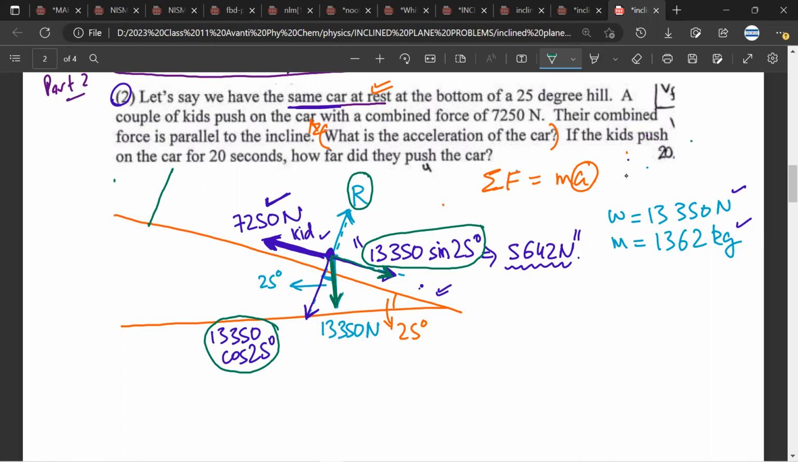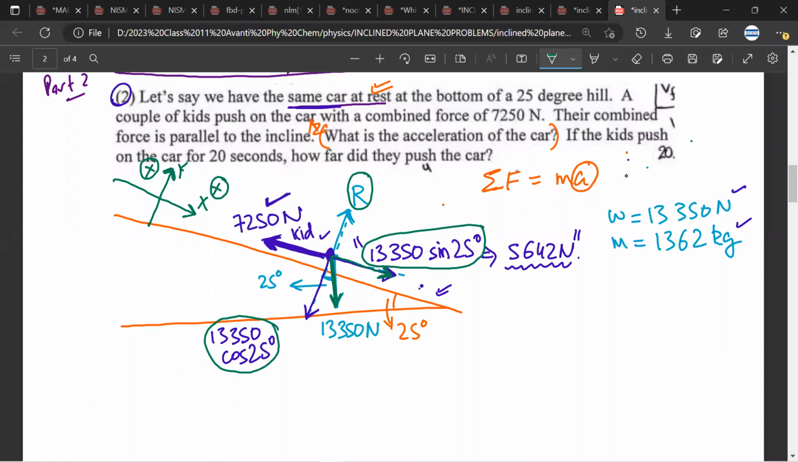Yeah. And I have to draw my frame of reference always so that I know which direction is positive. In my frame of reference, this direction in x is positive and this direction in y is positive. Am I making sense? Yes, sir.